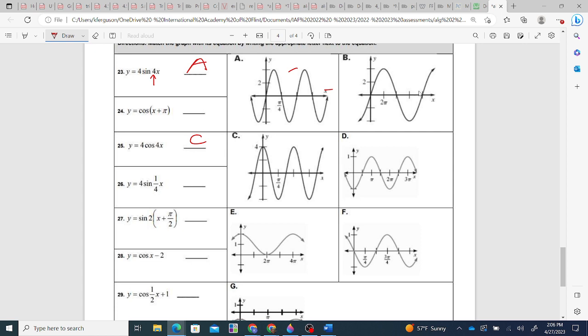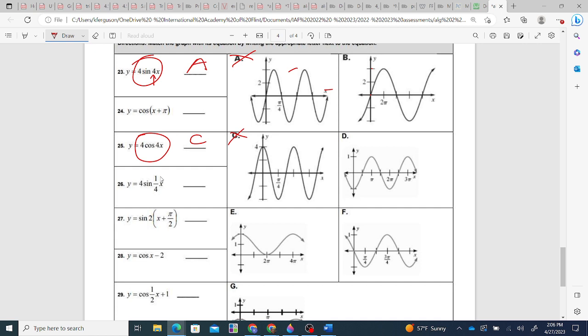26 is B. So 26 has, again, an amplitude of 4. Well, we can just do process elimination. That has 4, that has 4. If we use these two, the only other one that has 4 for my amplitude, from 0 to the high point of 4, is 26. And then the frequency is 1/4. The frequency is 1/4.